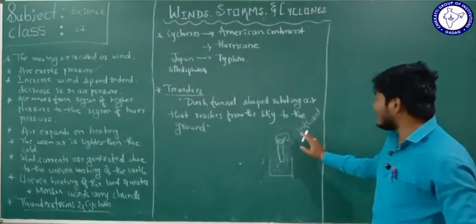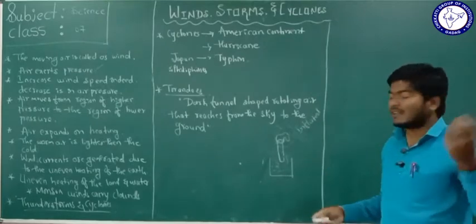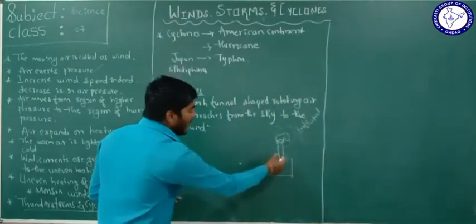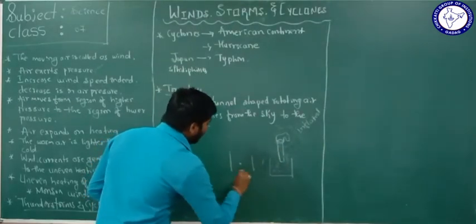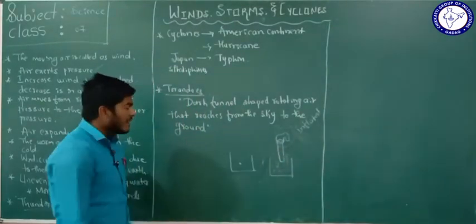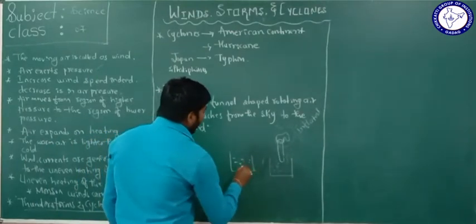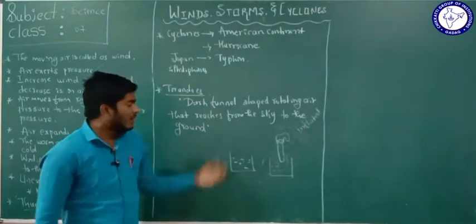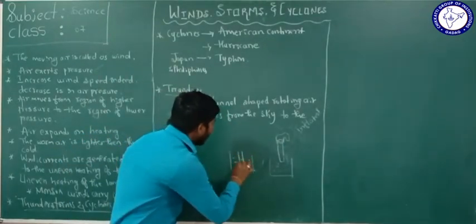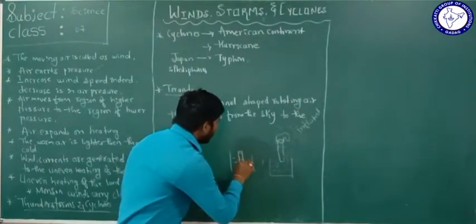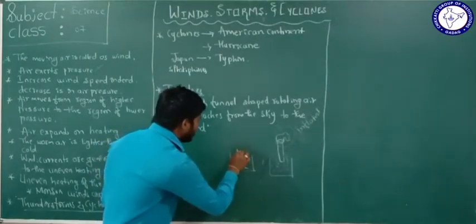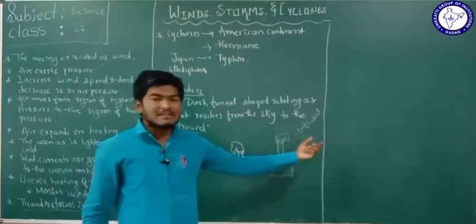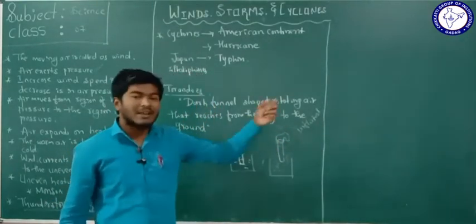Now take that test tube with the inflated balloon attached to it, and put that test tube inside the beaker containing normal water. What happens here? Again, the balloon which is present at the mouth of the test tube will get deflated.